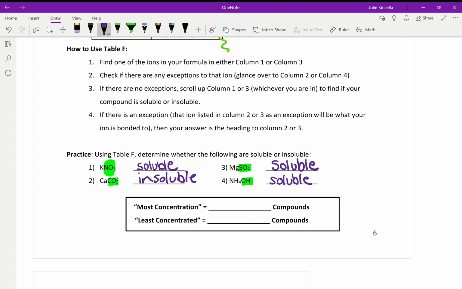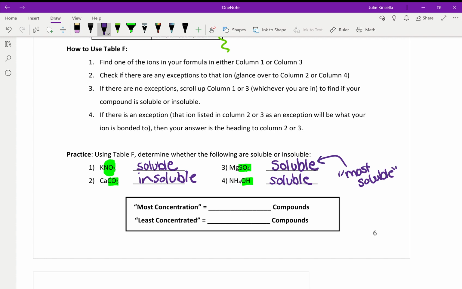You'll see questions in the practice where we'll just ask which one is soluble, which one is insoluble. You could also get something like which one is most soluble, which just means which one is the one that is soluble, meaning the other three are going to be considered insoluble. That's a type of question you might see.